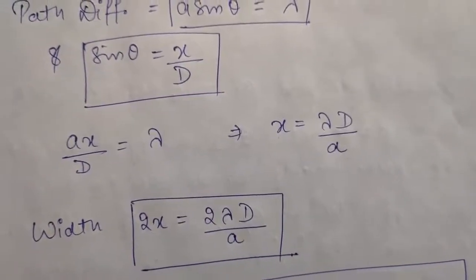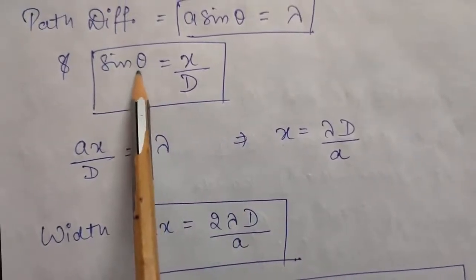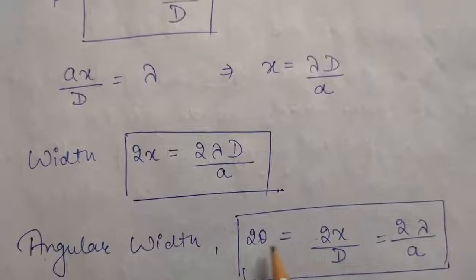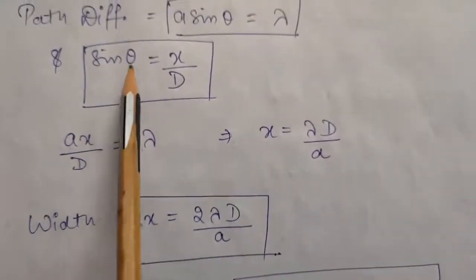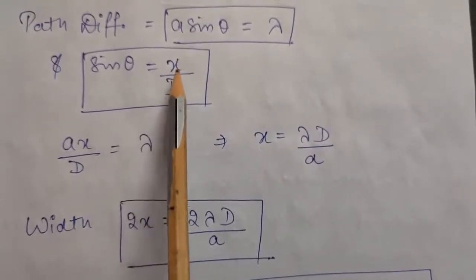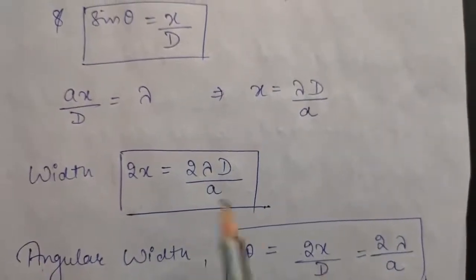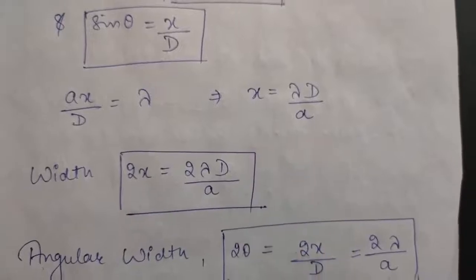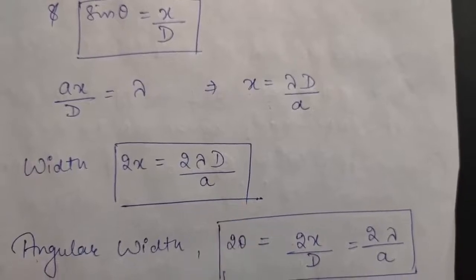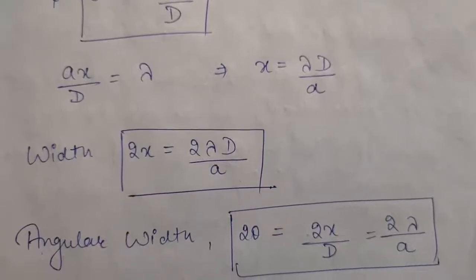Now if you want to calculate the angular width, theta is called the half angular width, so you can say 2 theta will be your angular width. To calculate the angular width, you have to calculate 2 theta. For that, let us assume theta to be very small, so sine theta will become nearly equal to theta. So theta will come to be x by d, and 2 theta will come to be 2x by d. From the earlier equation, 2x by d will come to be 2 lambda by a. So this is your width of central maxima, and this is your angular width of the central band for the diffraction pattern.